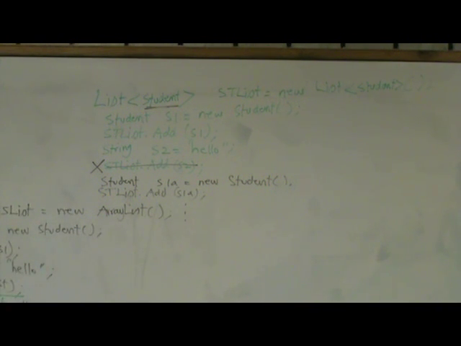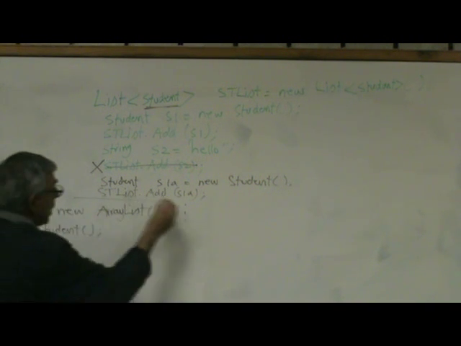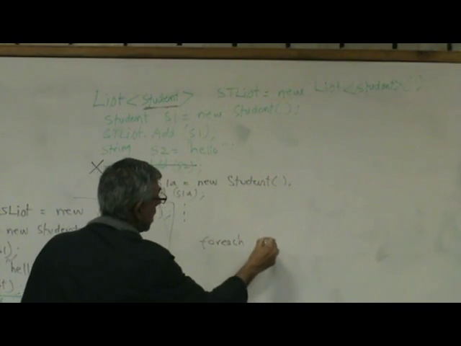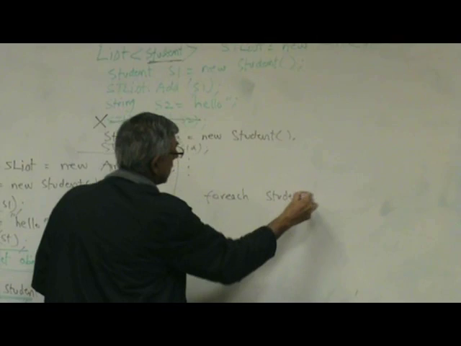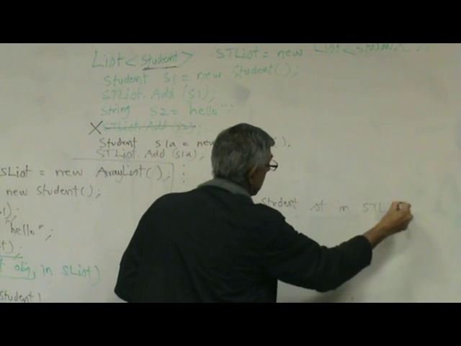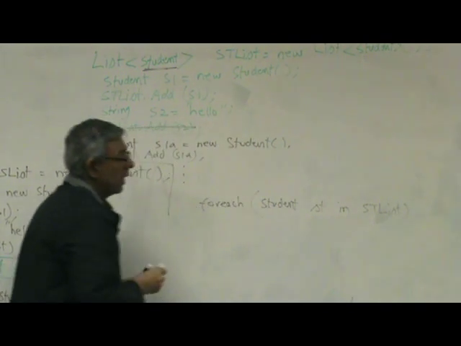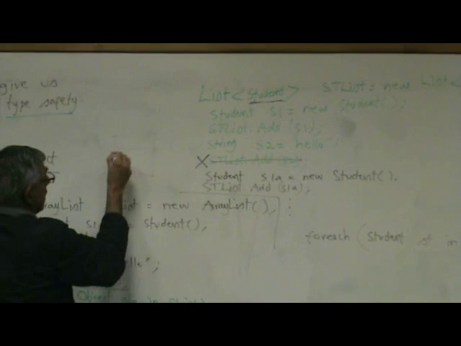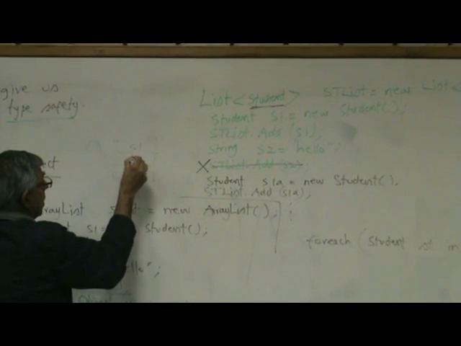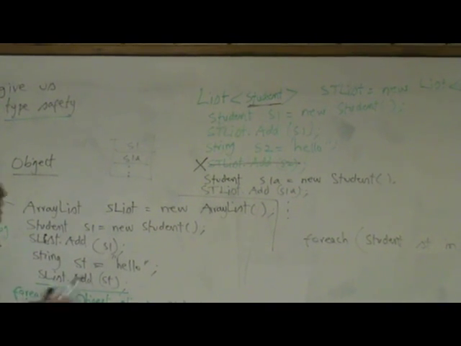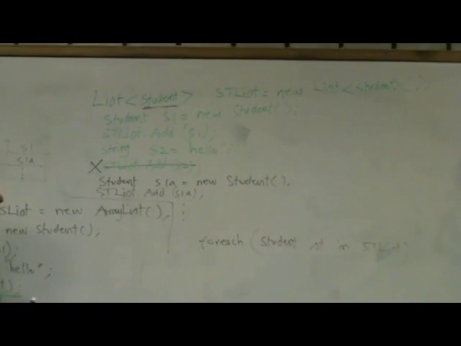Okay, so how will we write the for loop now, the foreach loop? The foreach loop now will be written as foreach. Now can we write student st in st_list, right? Because if you take a look, now it is guaranteed that everything over here will be of type student, okay? Because it's a generic list, okay?